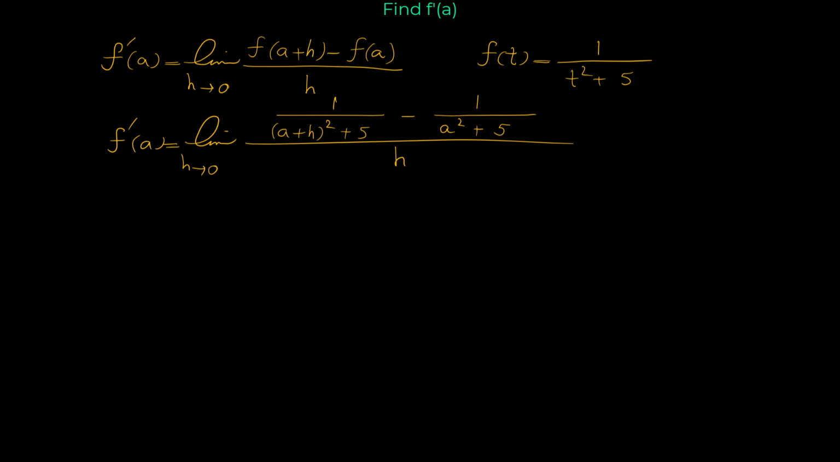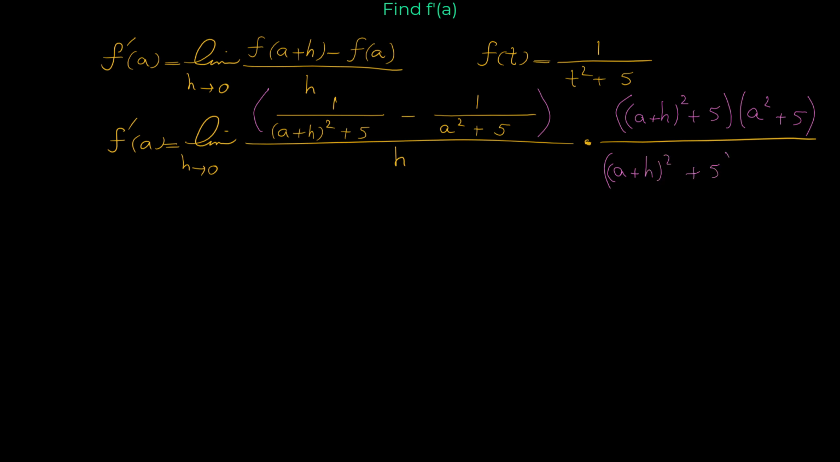Similar to the previous method, to get rid of the fractions that are in the numerator, we are going to multiply by the common denominator between the fractions. So for finding this limit, we multiply the numerator by the common denominator between the fractions. The common denominator is a plus h to the 2 plus 5 times a to the 2 plus 5. And don't forget to write the same thing in the denominator: a plus h to the 2 plus 5 times a to the 2 plus 5.